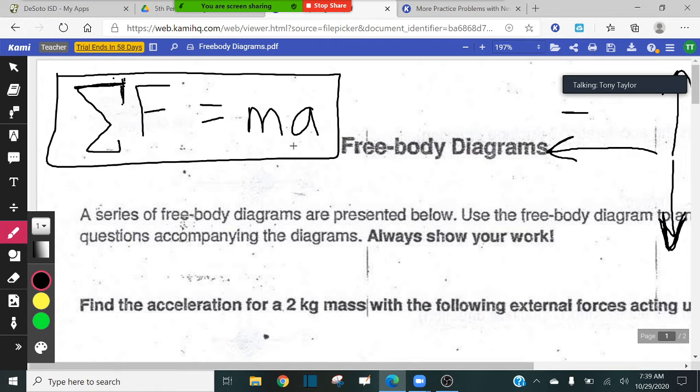And guys, give me just a second while I pull up something on my other computer real quick. Give me just a second.